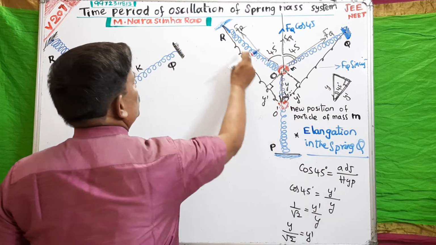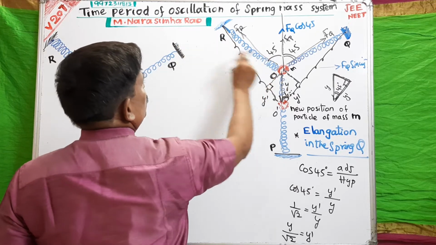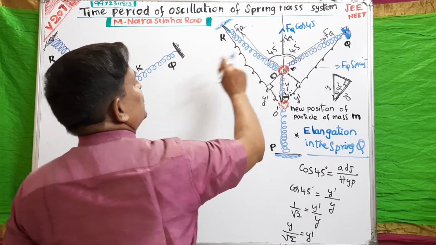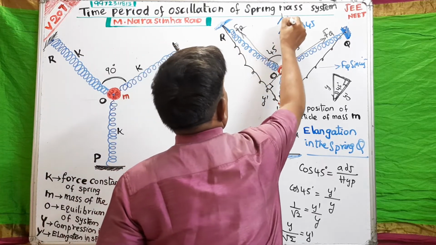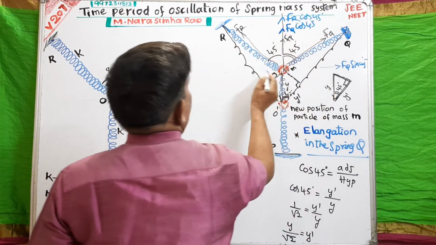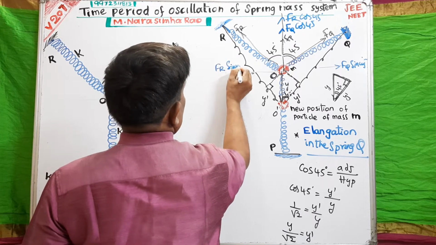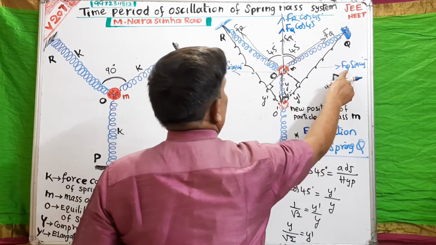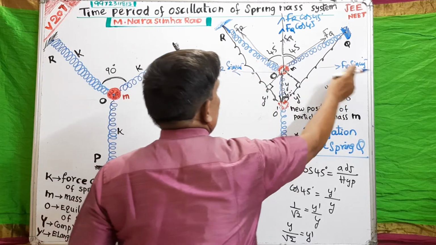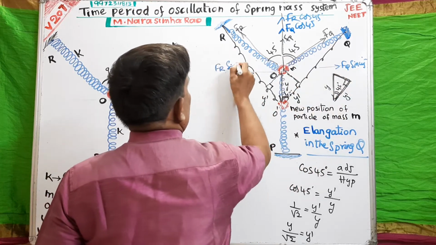Now restoring force in this spring is acting along the OR direction. This restoring force is making 45 degrees with the vertical. Now this FR can be resolved into FR cos 45 degrees and FR sin 45 degrees. FQ sin 45 and FR sin 45 are equal in magnitude and opposite in direction. These two will be cancelled.